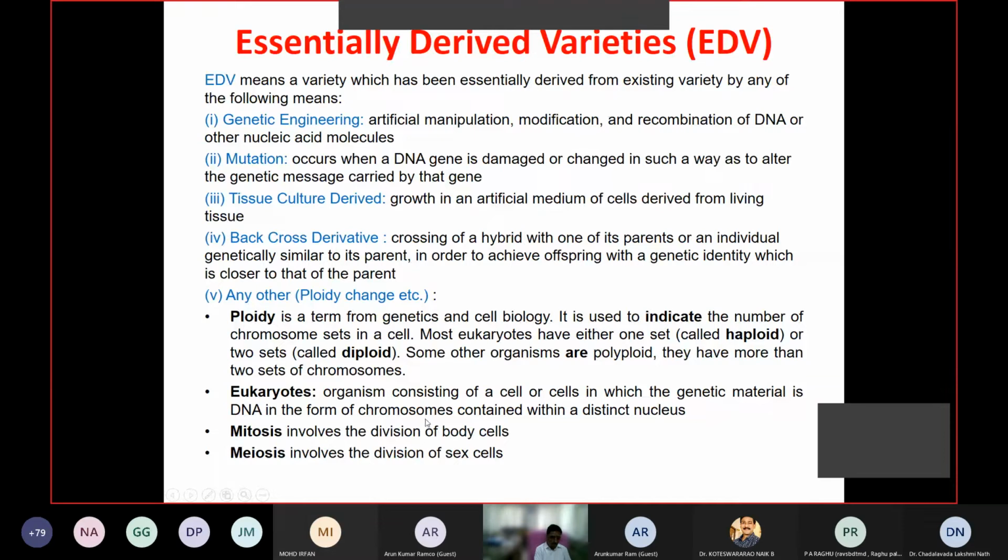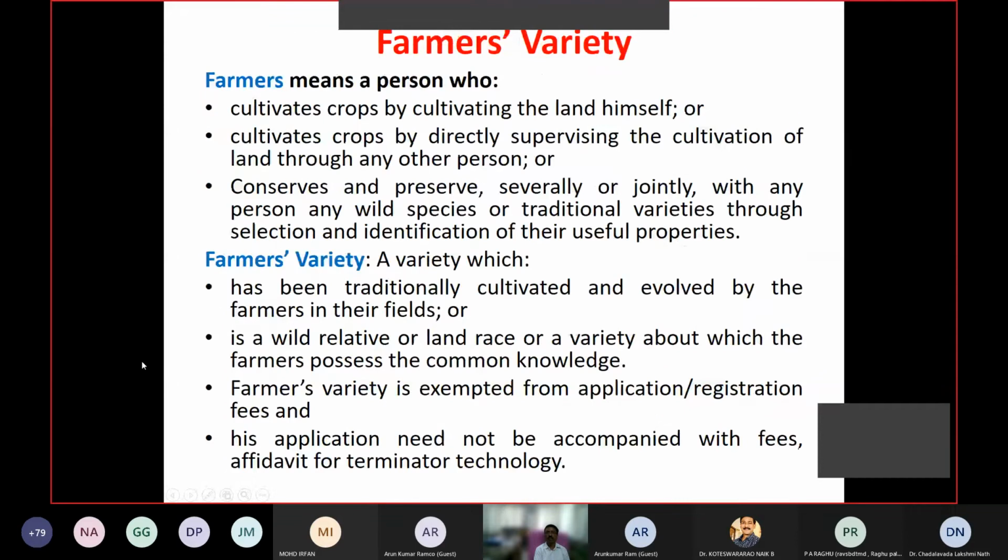There are more technical things I'm avoiding, like meiosis and all that. These are all technical terms. And the farmer is defined in the Act. Who is the farmer? The person who cultivates the crop by cultivating the land himself, or directly supervising the cultivation or through another person. He conserves and preserves the land, the species and traditional varieties through selection and identification for useful properties. So that is the clear definition.